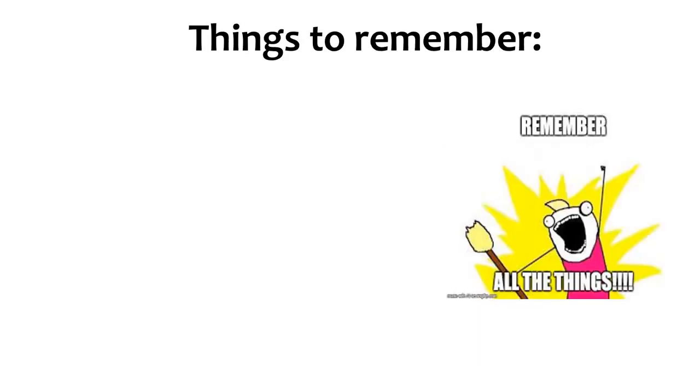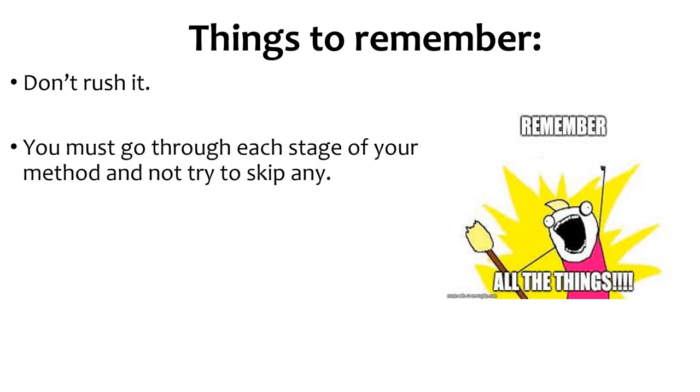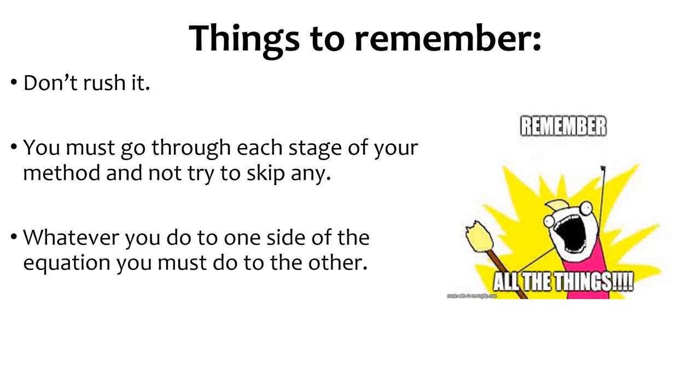Things to remember when we want to help Albert. Don't rush it. You must go through each step of your method and not try to skip any. That will make sure that you don't make mistakes. Whatever you do to one side of the equation, you must do to the other. You can't be doing things this side and not do things that side.